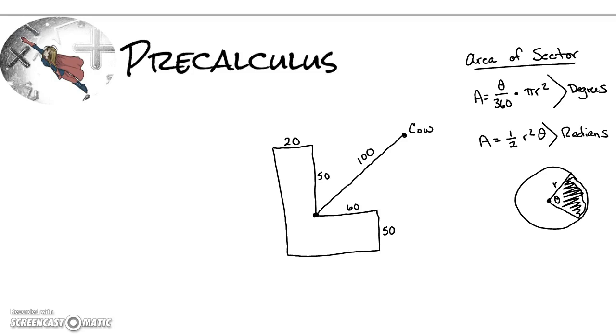So now here's kind of a common problem. It's a cow on the end of a rope, and it's tethered, and it's going to walk in as large of a radius as it can, and we're going to solve for the total area that it can graze.